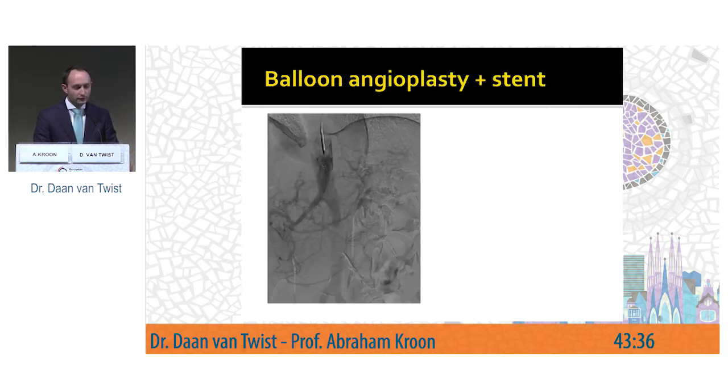What they did is they performed a balloon angioplasty, as you can see here in the figure, and put in a stent in the celiac trunk. And that resulted in a complete resolution of the complaints of the patient. But unfortunately, the procedure was complicated by a section of the brachial artery. But in the end, that recovered quite well.